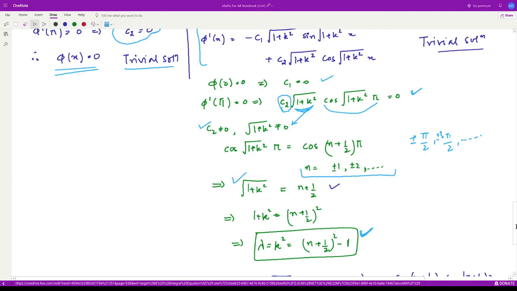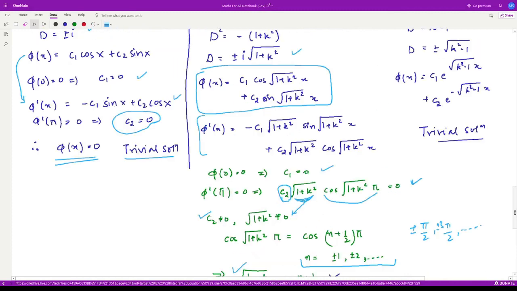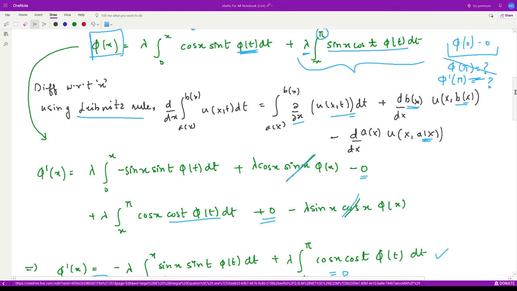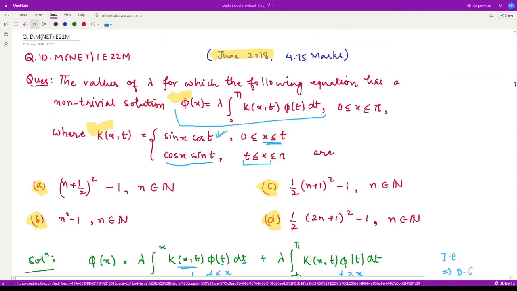So our answer, let us look at the options. Option A is the correct option.